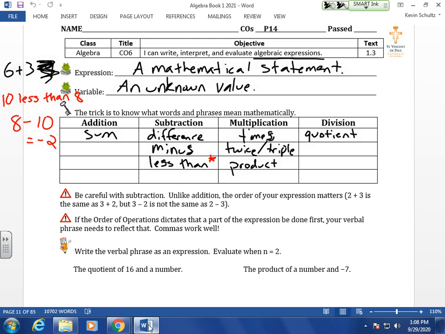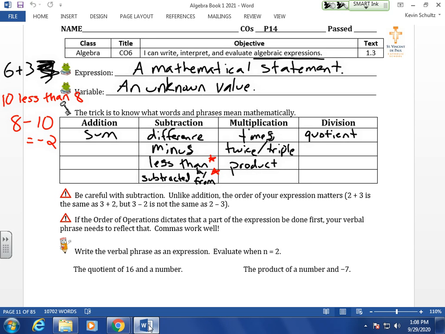Okay, the other subtraction phrase that I want you to be wary of is subtracted by versus subtracted from. So we're going to star this one too. Subtracted by versus subtracted from.